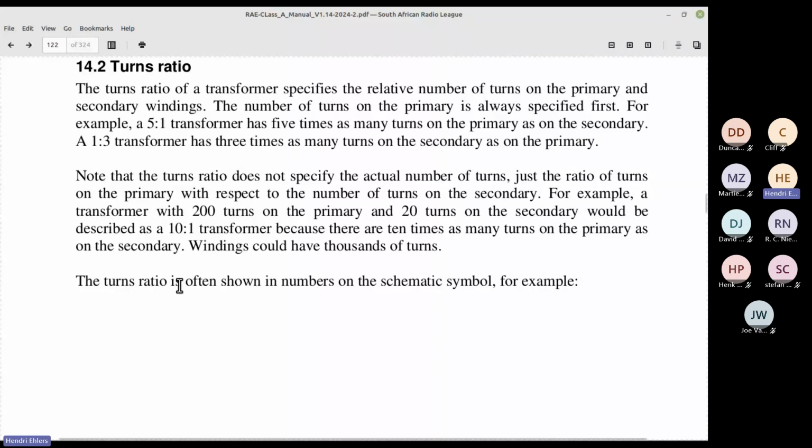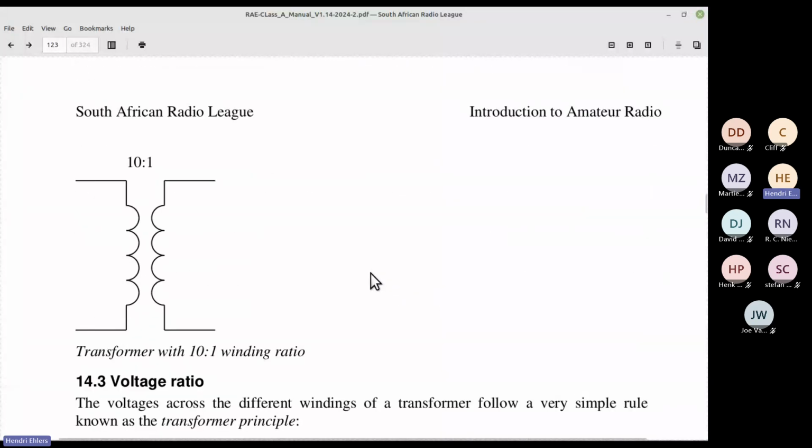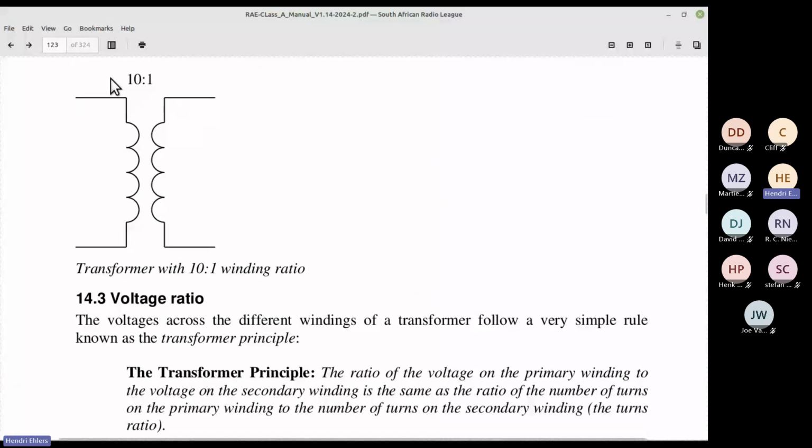The turns ratio is often shown in numbers on the schematic symbol, for example, let's see the example. So you know that this transformer would be 10-to-1. So for every 10 windings on the primary side, you'll have one on the secondary side, and that will make it a step-down transformer.